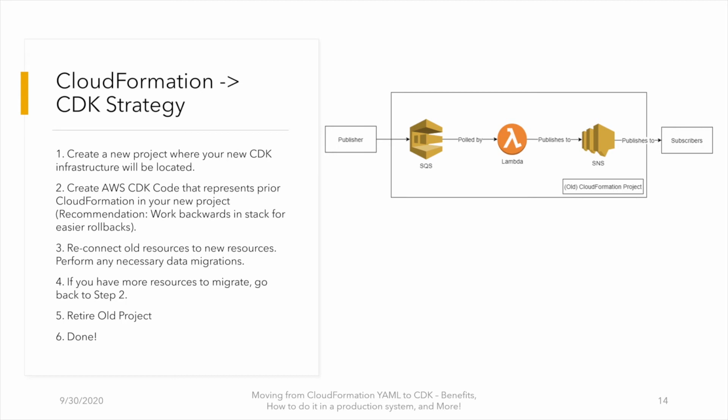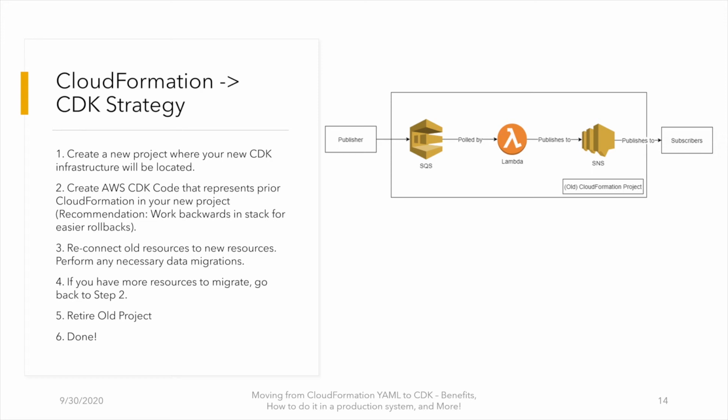Step number 2, create AWS CDK code that represents prior CloudFormation code in your new project. Recommendation here is to work backwards in your stack, which will allow for easier rollbacks. Step number 3, reconnect old resources to new resources. This includes data migrations. Step number 4, if you have more resources to migrate, go back to step number 2. Step number 5, retire the old project. And then step number 6, you are finished.